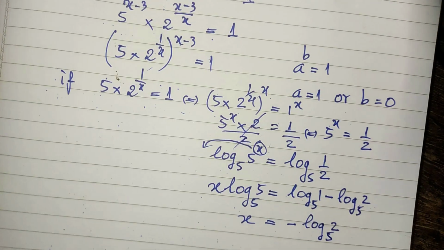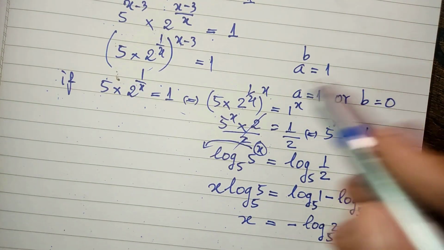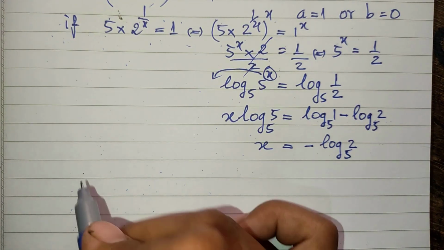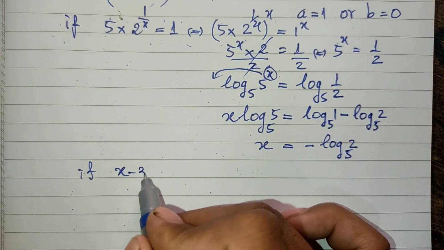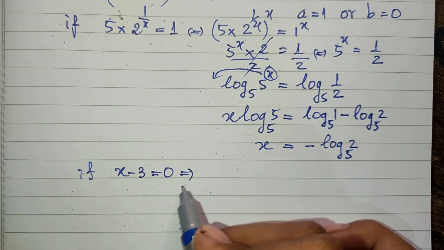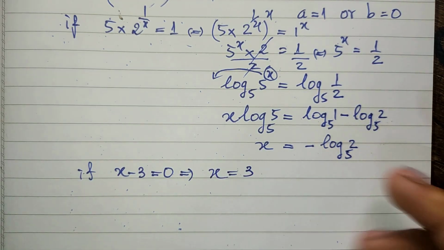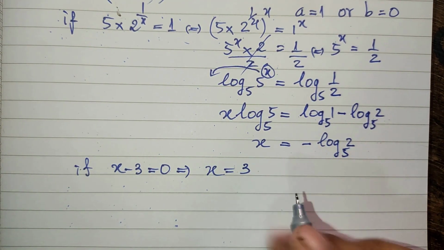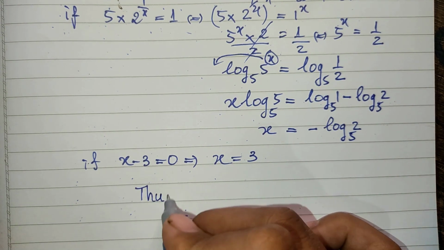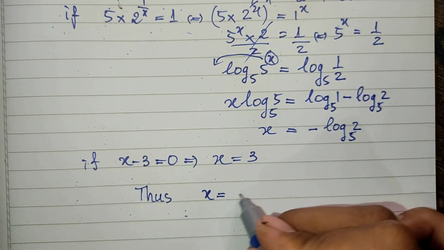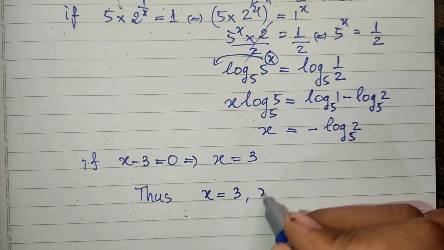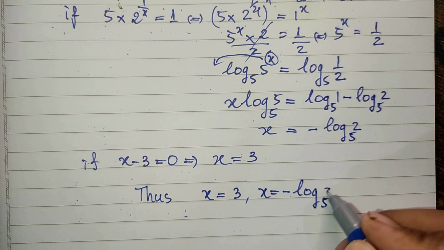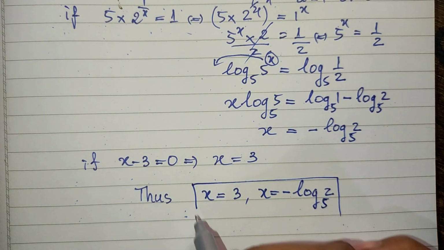Now for b equal to 0, we get h minus 3 equals 0. So if h minus 3 equals 0, then h is equal to 3. Now we have the solution of this equation. So h equals 3 or h equals minus log base 5 of 2 is our solution.